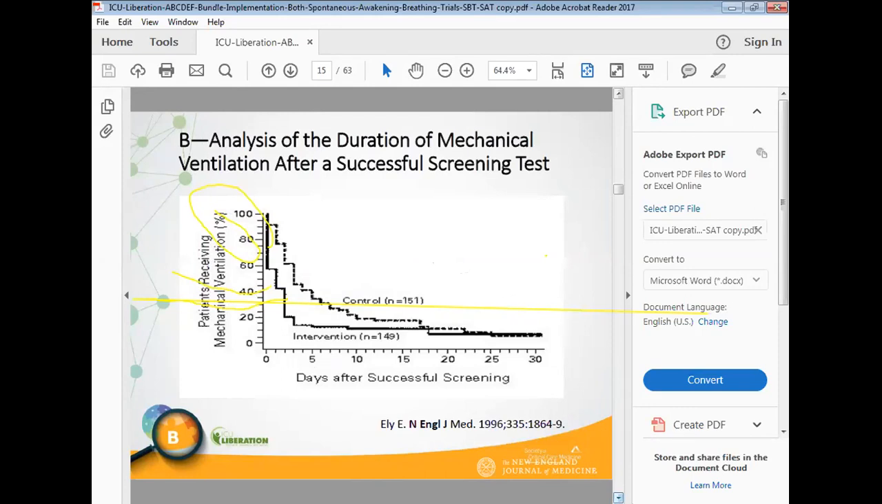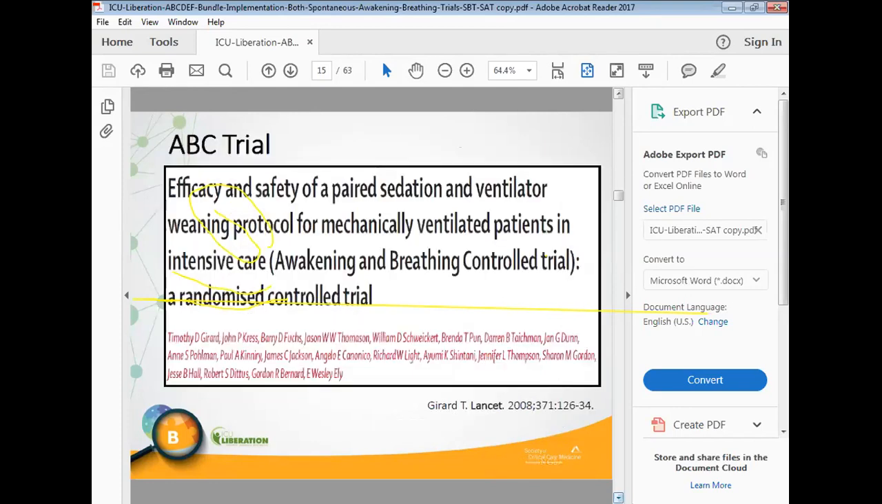So this is, again, duration of mechanical ventilation is reduced. And I'm sure many of you have seen this. Sometimes somebody is not expected, you stop sedation and he's extubatable. It happens very often, right? Very often.